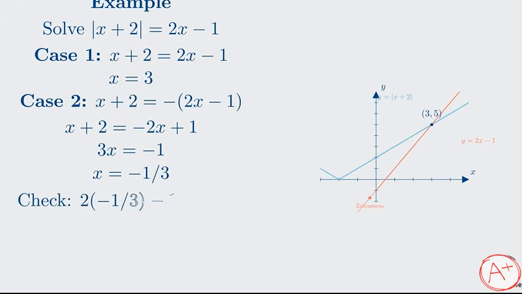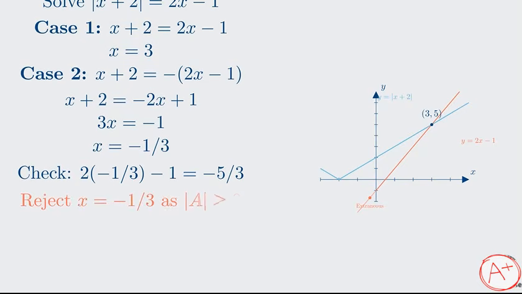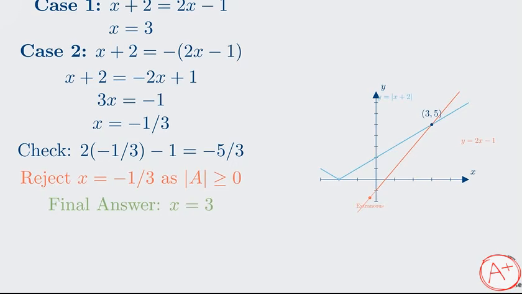Now, we must check for extraneous solutions. If we plug negative 1/3 into the right-hand side, 2x minus 1, we get negative 5/3. Because a modulus cannot equal a negative number, we reject x equals negative 1/3. Our only valid solution is x equals 3.